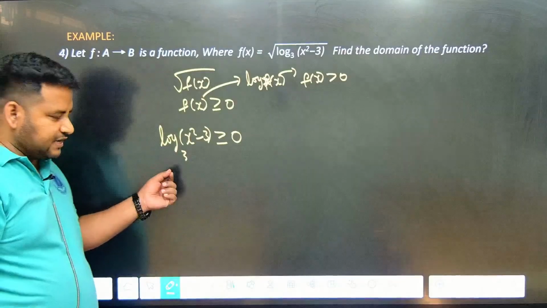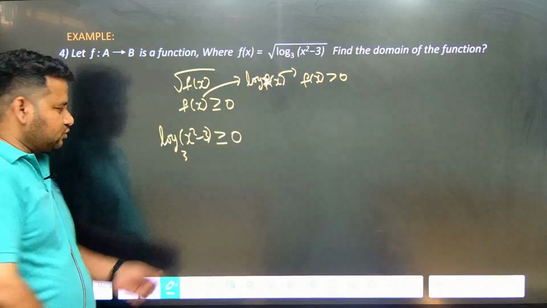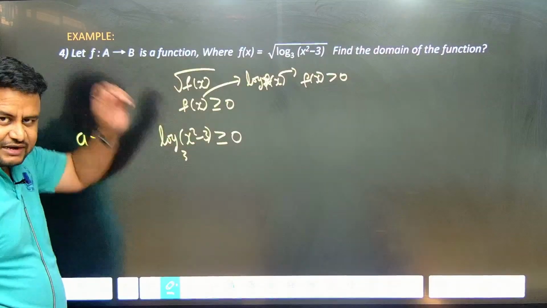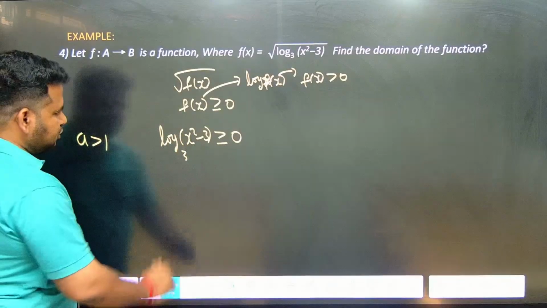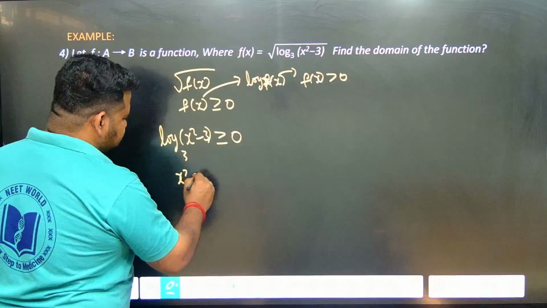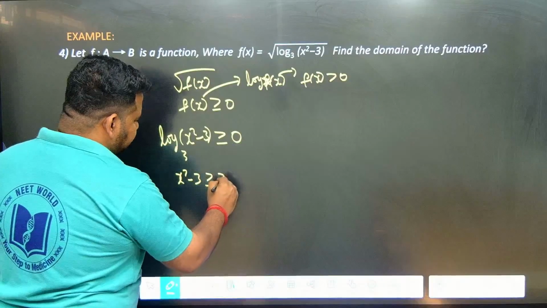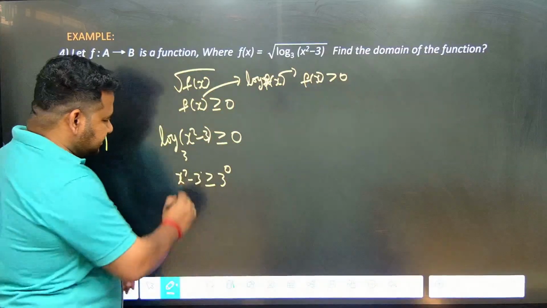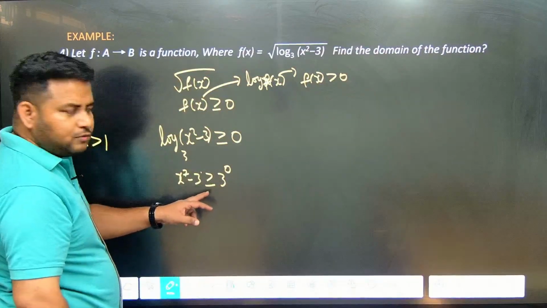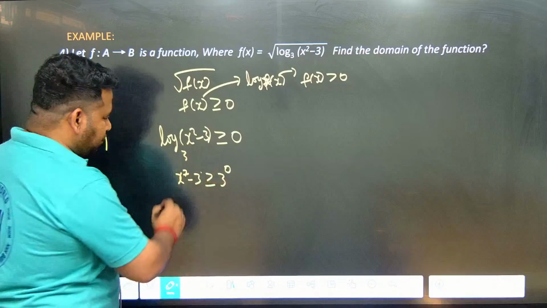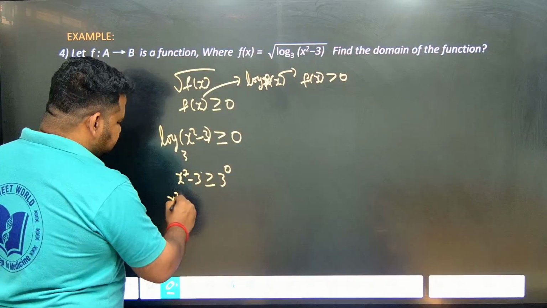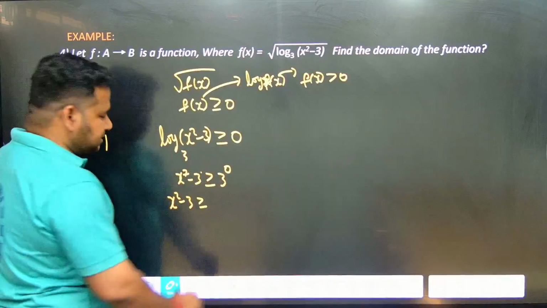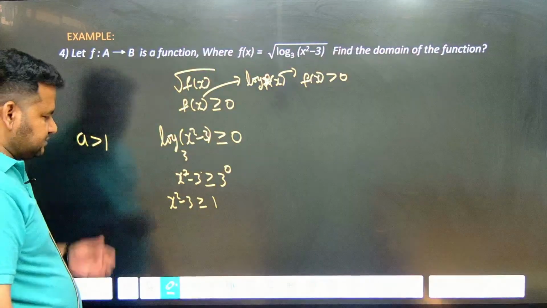Here what is the value of a? A value is 3. So, here a value is greater than 1. A value greater than 1 means inequality will never change, we will keep it as it is. So, if I write like this, x square minus 3 is greater than or equal to 3 to the power of 0. 3 to the power of 0 is nothing but 1, friends.